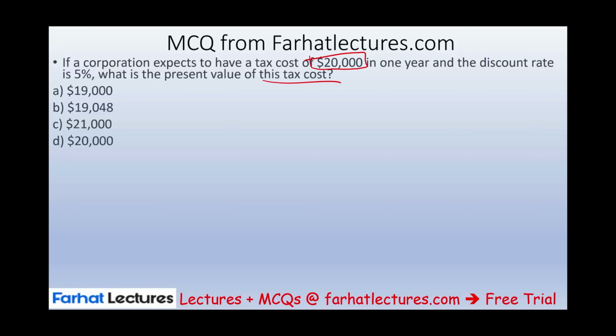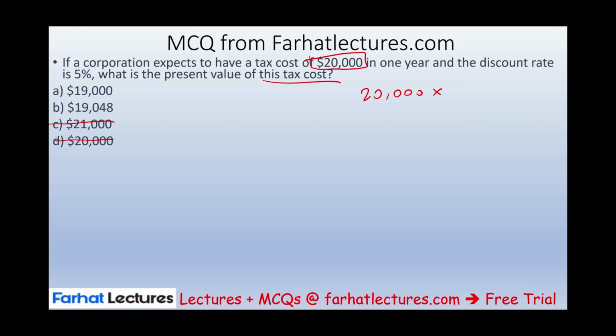Well, looking at the answers, can we eliminate any answers immediately? Because the tax cost cannot be realized until a year from now, it's not going to be equal to 20,000 because there's the time value factor. The tax cost will also not equal 21,000 because it cannot be higher than 20,000. What we need to do is take this 20,000 multiplied by a discount factor.